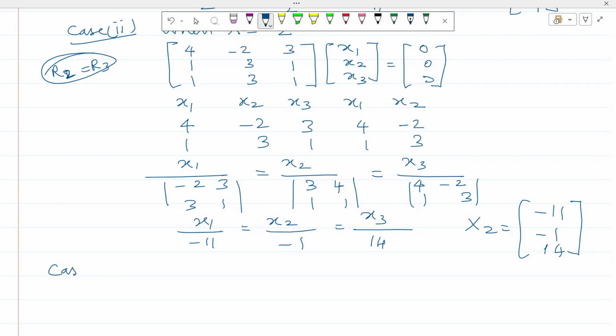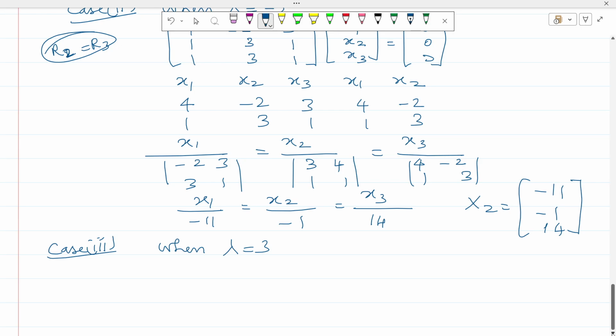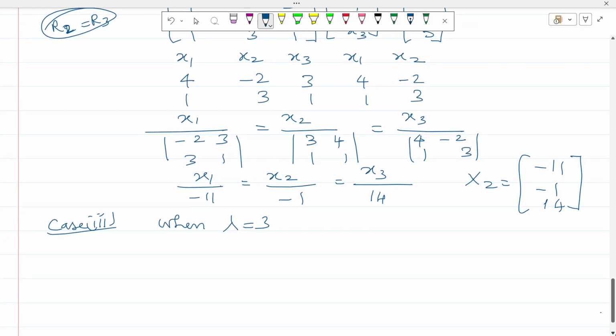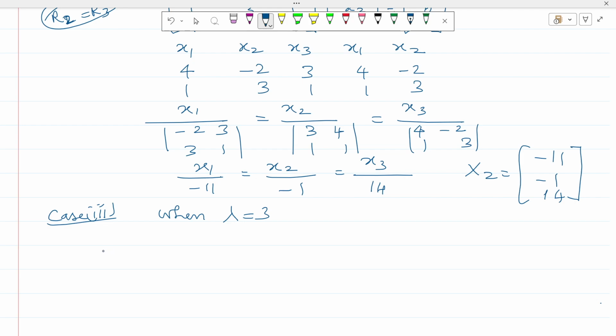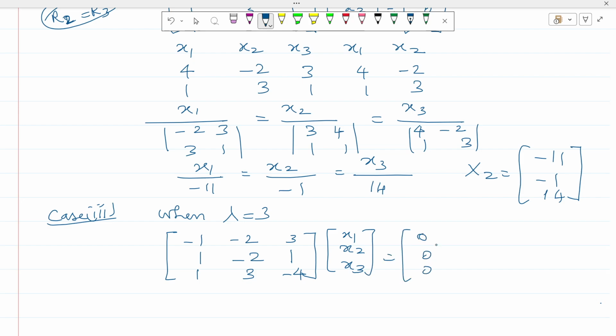Case 3: when lambda is equal to 3, then the equation (A minus lambda I) into x becomes the matrix with rows minus 1, minus 2, 3; 1, minus 2, 1; 1, 3, minus 4, times x1, x2, x3 equal to 0, 0, 0.